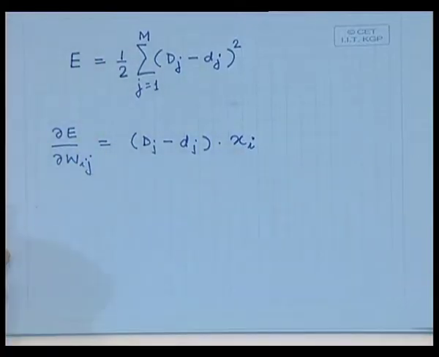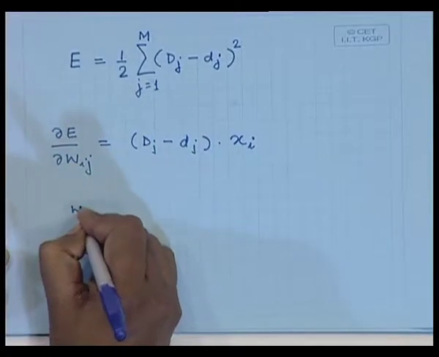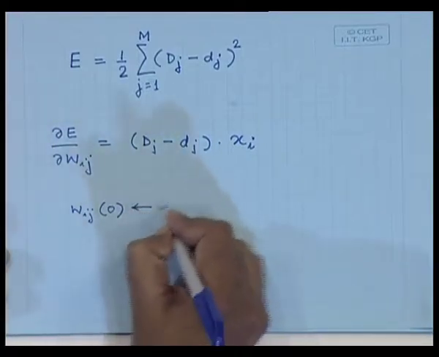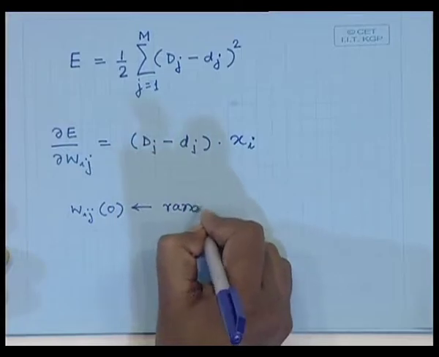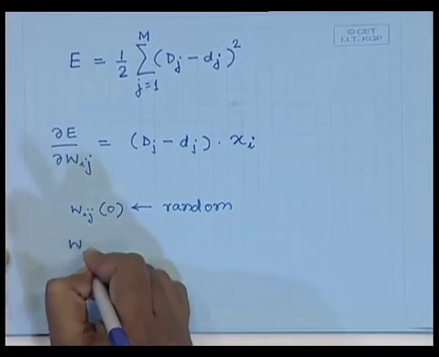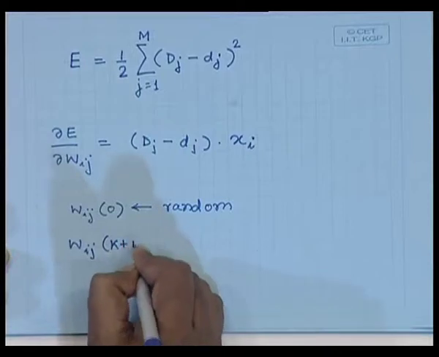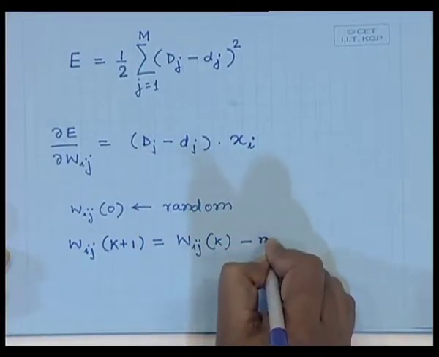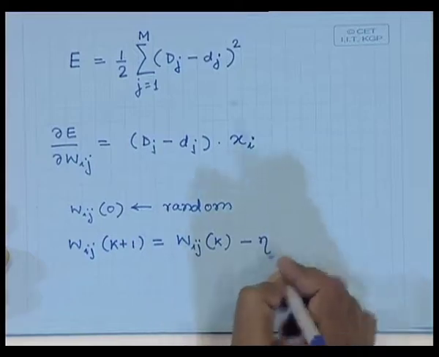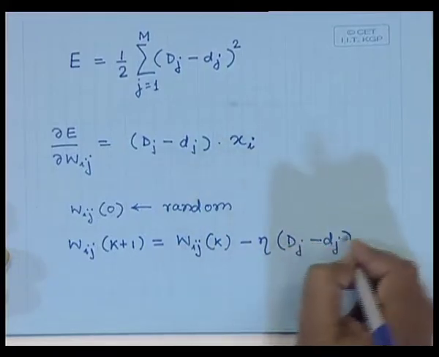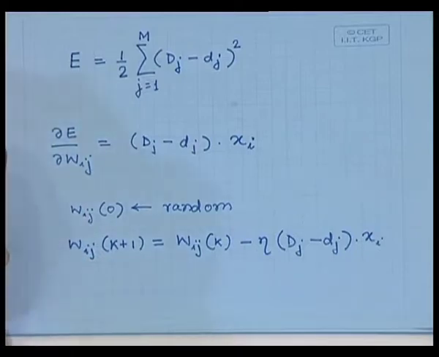So, once I get this, my training algorithm as before will be: w_ij(0), that is the initial weight, you have to set arbitrarily, or this will be random but a small value, and while iterating, w_ij(k+1) will be equal to w_ij(k) minus eta, which is nothing but our rate of convergence. This decides the rate of convergence, into (o_j minus d_j), which is the error, times x_i. So, this is the training algorithm.